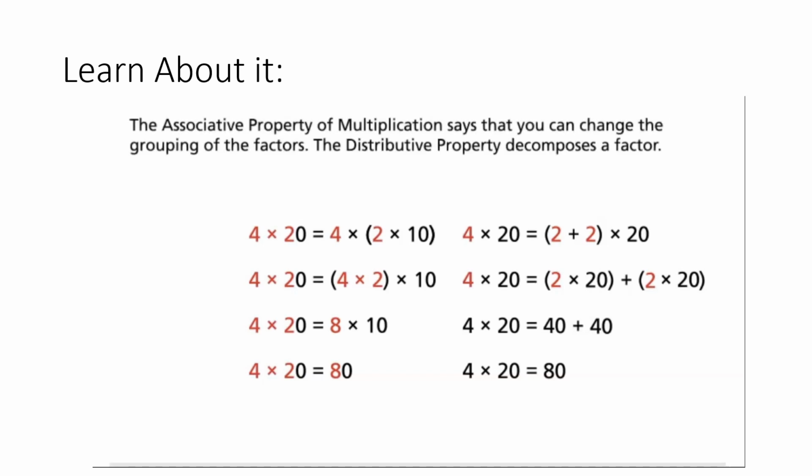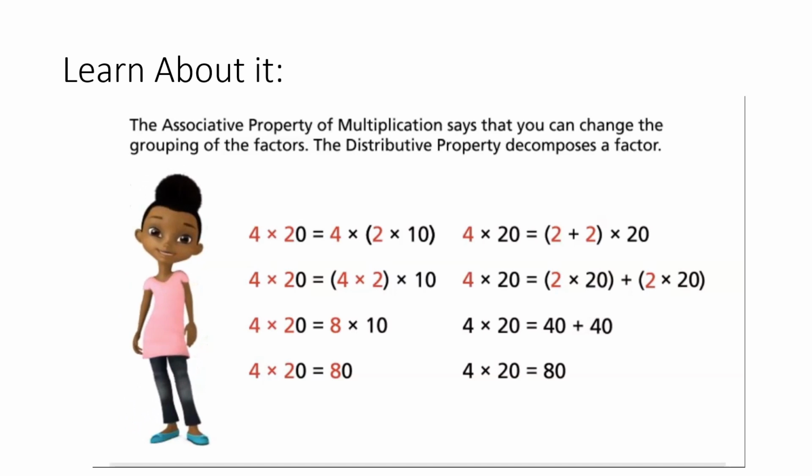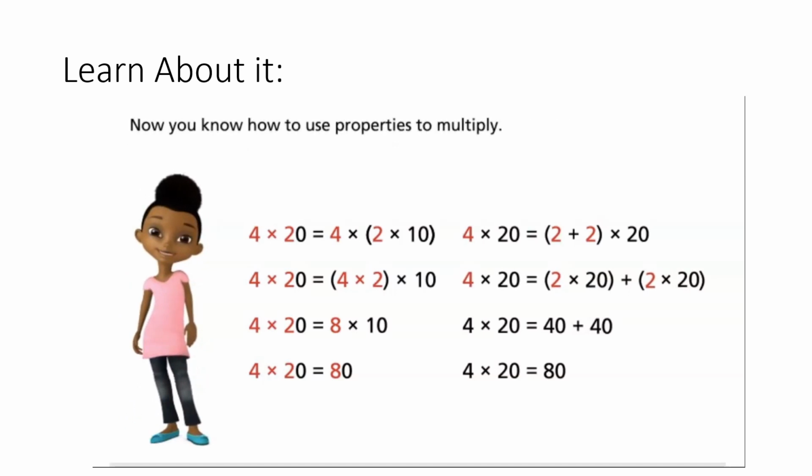The associative property of multiplication says that you can change the grouping of the factors. The distributive property decomposes a factor. Now you know how to use properties to multiply. Great job! Great job indeed, boys and girls. And back to Mr. Pizek.